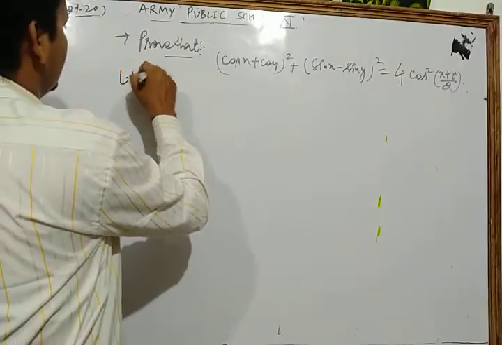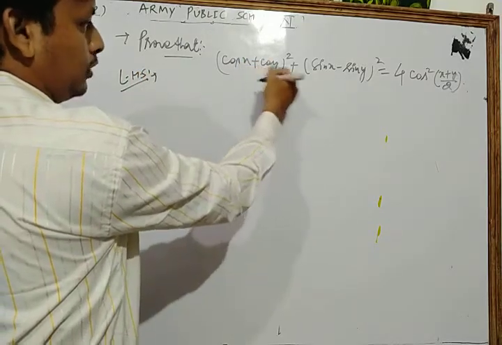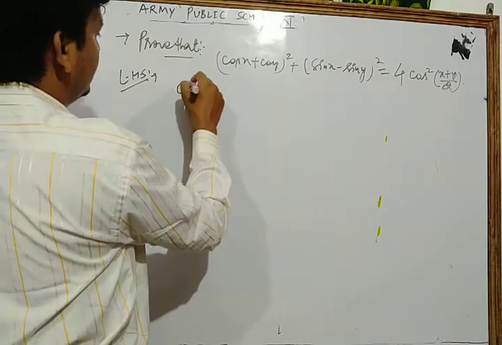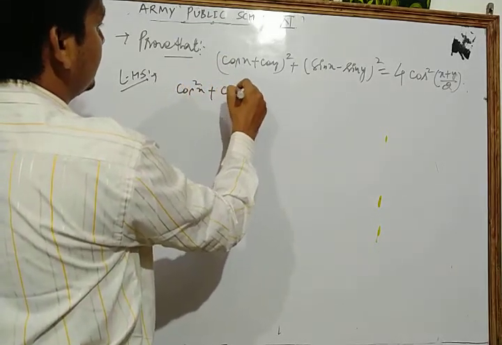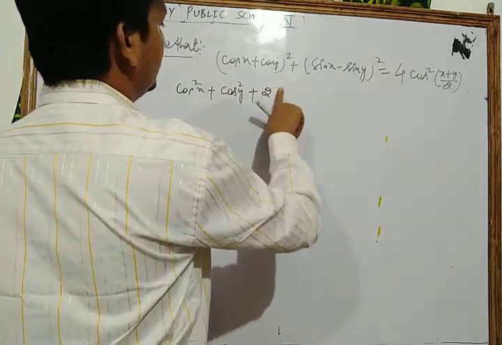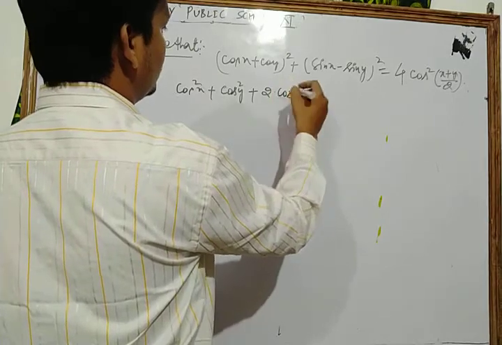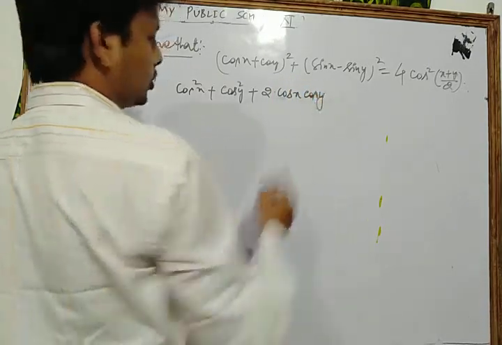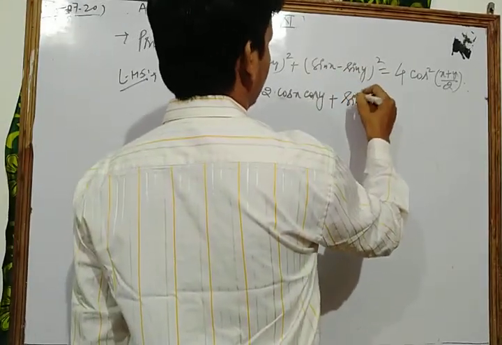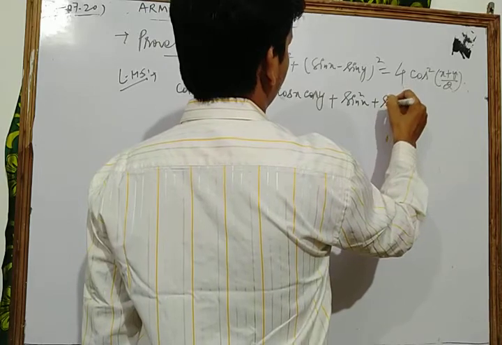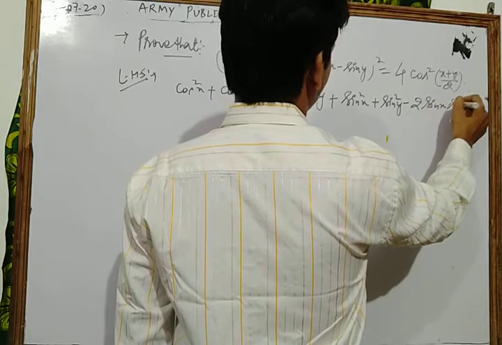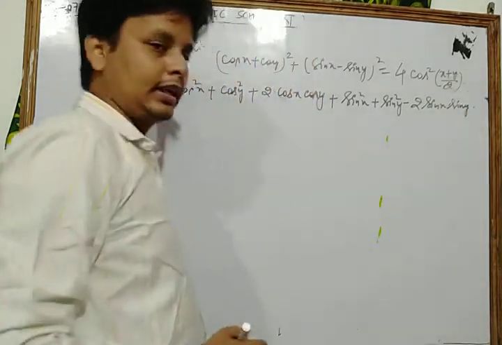Take LHS and square it and expand. Let's see, a square plus b square plus 2ab, that is 2 cos x into cos y. Okay, same as here, we expand it: a square plus b square minus 2ab, that is 2 sin x into sin y.